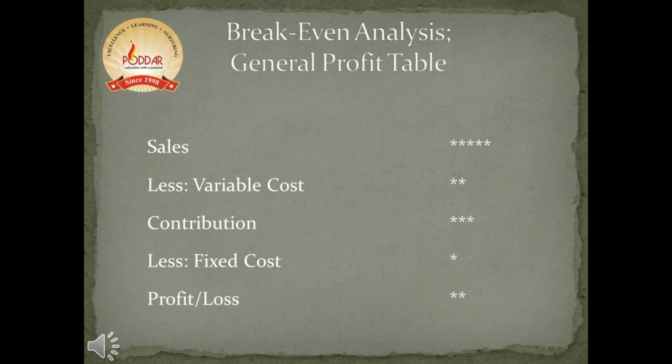Let us have a look at the general profit table or profit statement, which is very helpful in the calculations of break-even analysis. If we deduct the variable cost from the total sales amount, we will get the contribution. And if the fixed cost is deducted from the contribution amount, we will get the total profit or loss. Please note that these calculations are highly important for the calculations of various formulas and getting solutions of break-even analysis.